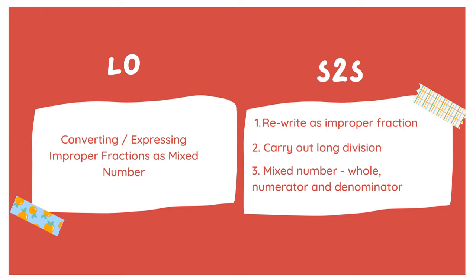later as an improper fraction. Step 2, we're going to carry out long division. And our last step for today is we need to make sure that after we carry out the long division, we have a whole, numerator and denominator, and that makes up the mixed number.